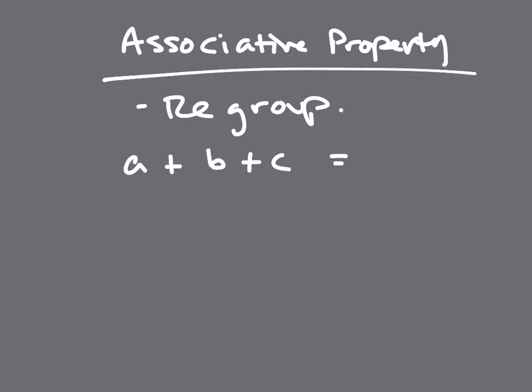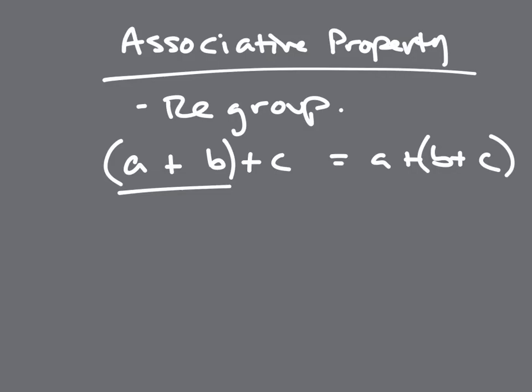Now the next one I want to talk about is the associative property. The associative property means that we need to regroup. That's the idea with the associative property. By definition, it works like this. (A plus B) plus C is equal to A plus (B plus C). I'm going to group my A plus B together. I can also group my B plus C together, add all these things up, and that's okay, and I'll get the same thing.